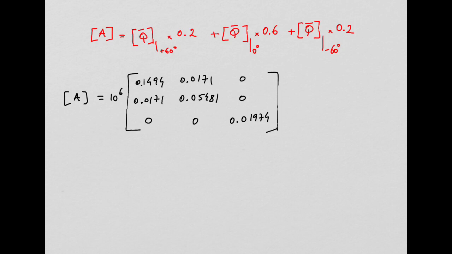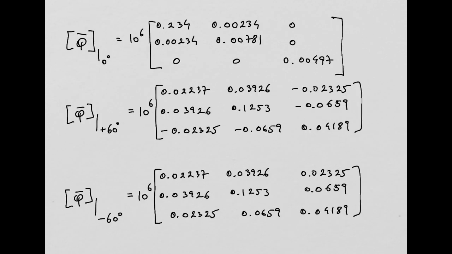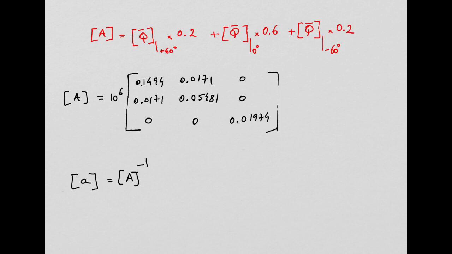If we want to get the compliance matrix, small a, which is equal to the stiffness matrix inverted, you obtain something like this, 10 power minus 6. So the compliance allows me to obtain the strains from the stresses, and the stiffness allows me to obtain the stresses from the strains, right? So if you invert this matrix, you should get something like this.